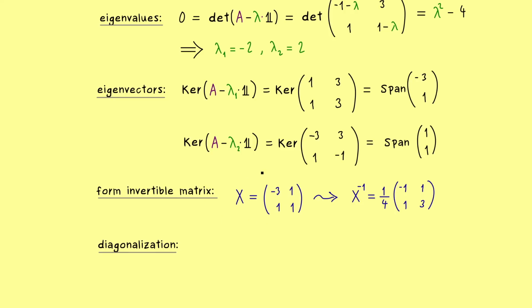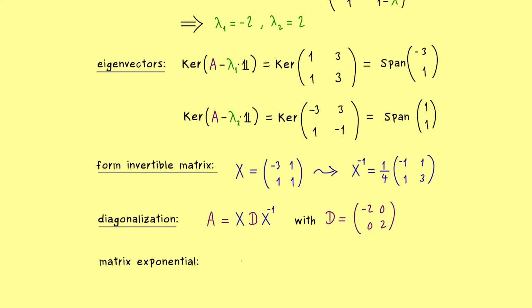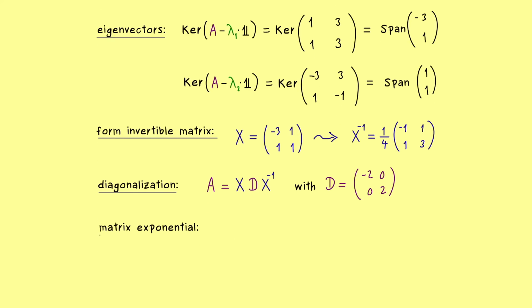With that, the whole process of diagonalization is done because we have found our matrix X and the diagonal matrix D. Indeed, we already know this nice formula and that D has the eigenvalues on the diagonal. In this case, first minus 2 and then plus 2. And as already mentioned before, now we can easily calculate the whole matrix exponential of A.